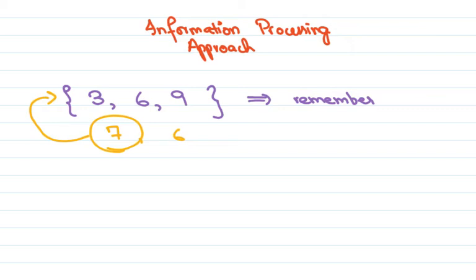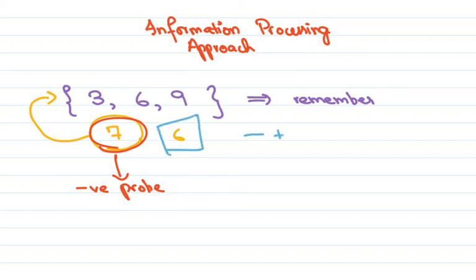For example, 7 here was considered a negative probe because it was not part of the original memory set, whereas 6 was considered a positive probe because it is a digit that was part of the original memory set. Similarly, 9 would also be a positive probe, and so would 3. If we consider negative probes, then 4 would be another example, and so would 5.